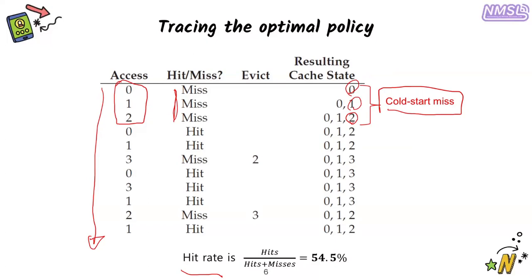Anyways, now we have the cache of 0, 1, 2. The next one is 0, and we have it. Awesome, it's a hit. The next one is also 1. It's a hit.